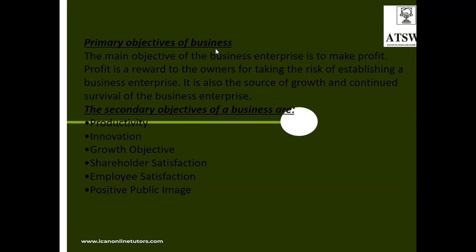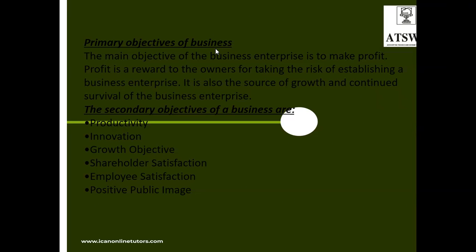So you need to satisfy your shareholder. Every business organization must have that mindset. Shareholder satisfaction. Employee satisfaction. You need to satisfy your employees, people that are working with you. They must not complain. You have to do the best that you can as a business organization. Satisfy your employee as well. Positive public image. That's why we'll also be talking about corporate social responsibility.